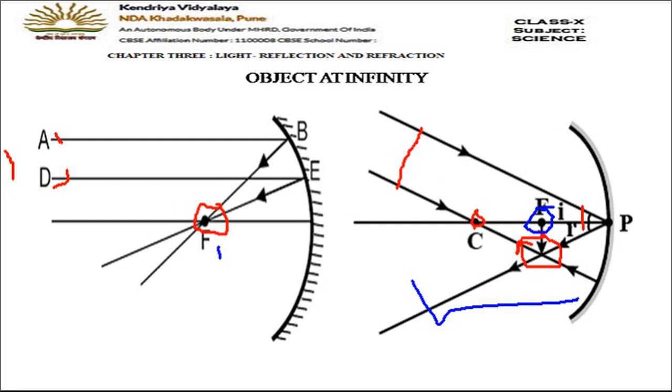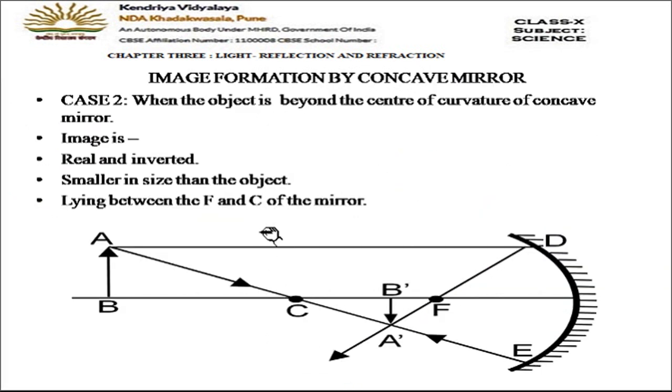Now let's move on to case number 2. Case number 2 is when the object is beyond the center of curvature. So the object is this one, AB is the object, which is kept beyond C. This is point C, so it is kept beyond C. Beyond means behind point C, somewhere the object is kept.